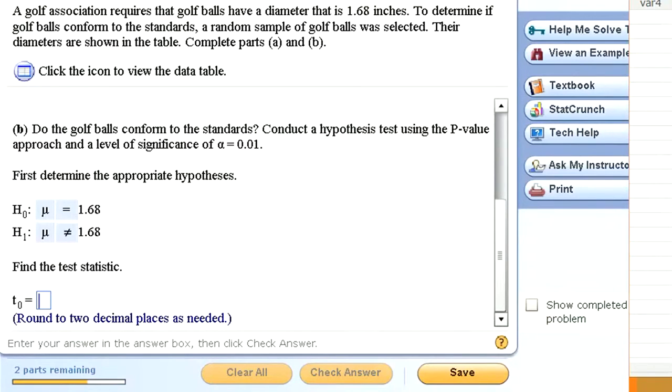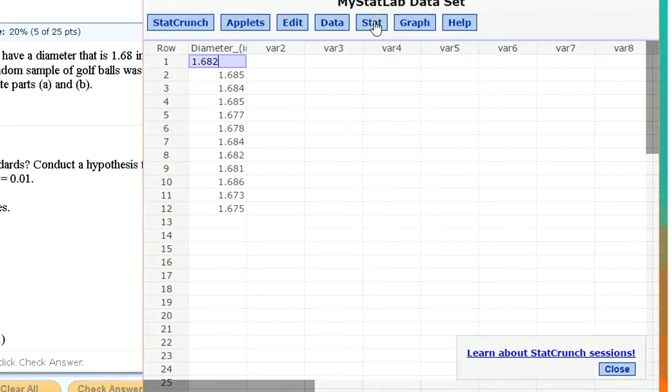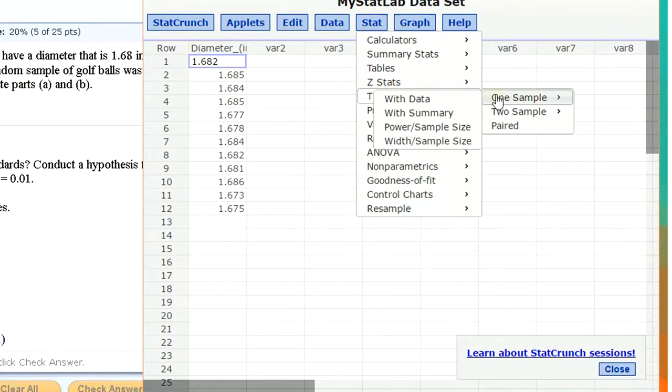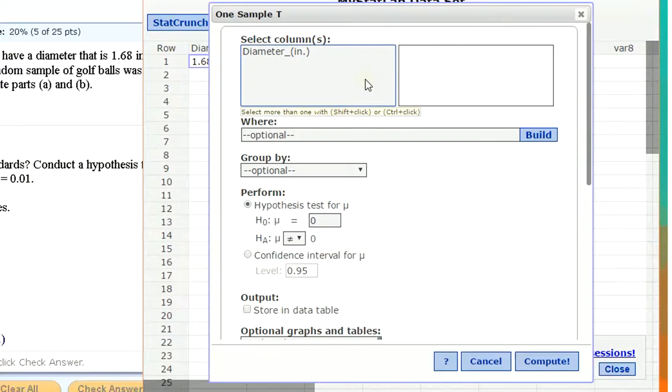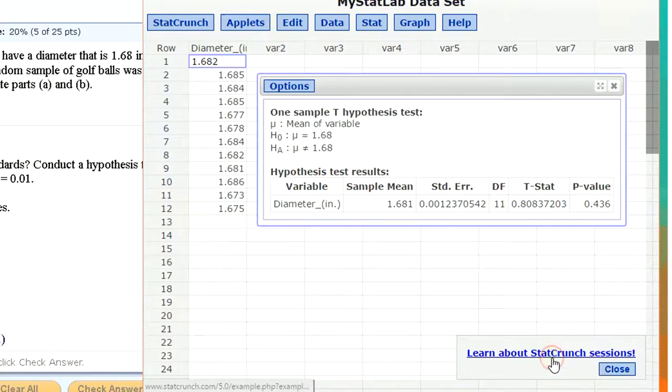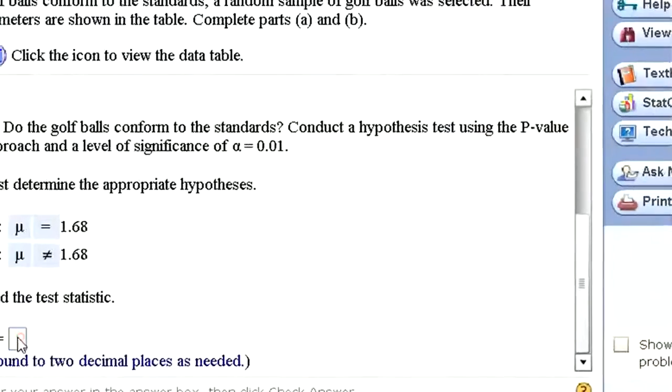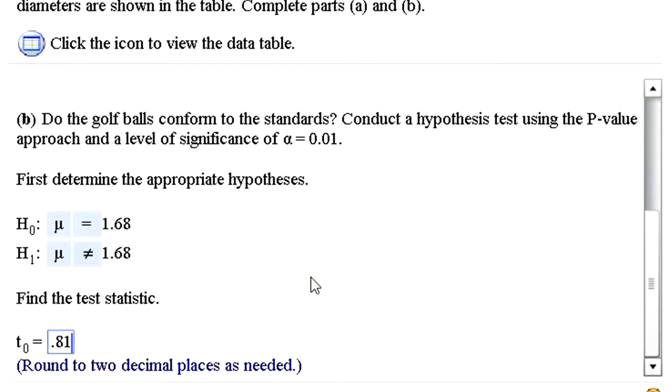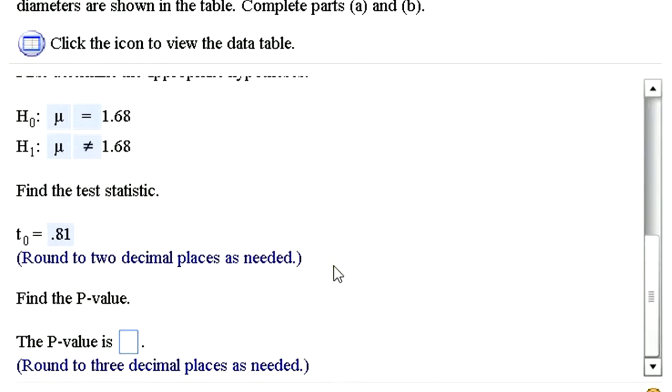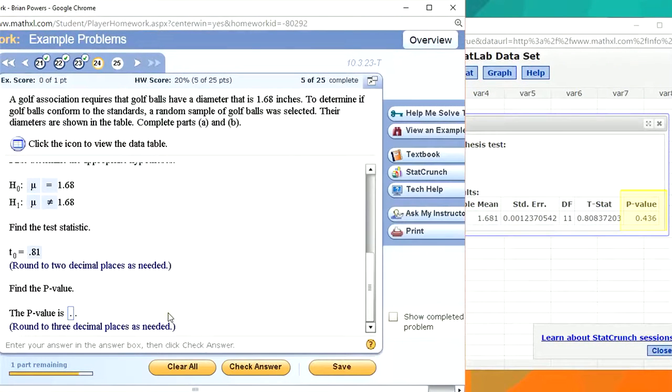Let's get a test statistic. So let's move over to StatCrunch, and under the Stat menu, we'll do a T Stat, one sample with data. We have the data in our column, and we want to do a hypothesis test. Let's just set the null 1.68 versus not equal to 1.68. And that's it. Click compute, and we get our info. We have a t-stat of 0.808. Taking 2 decimal places, that's 0.81. And the p-value, it's right here, 0.436.